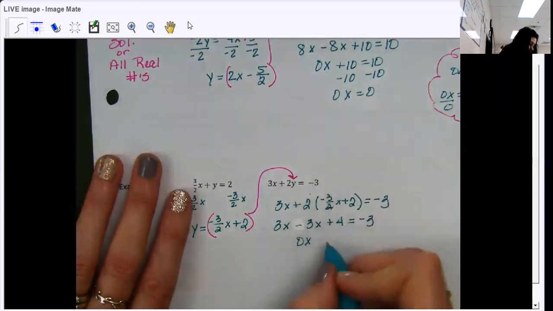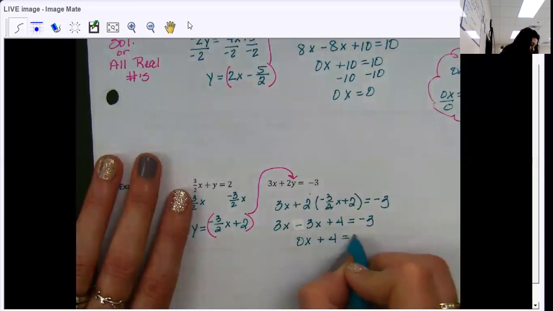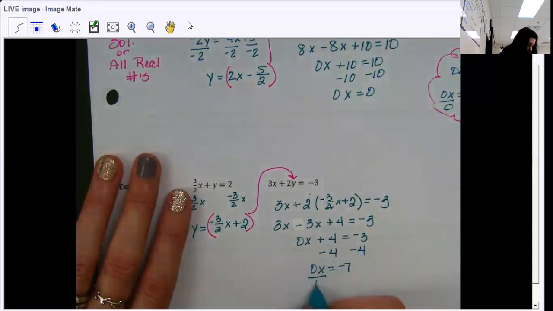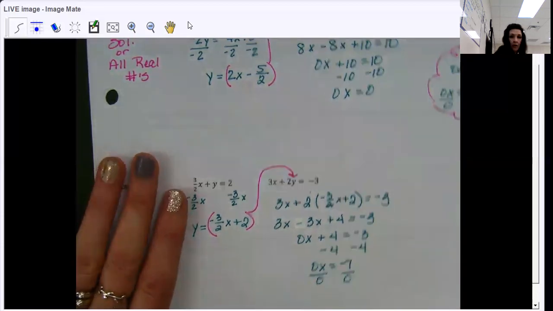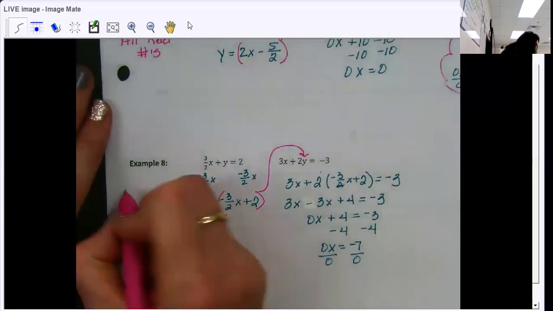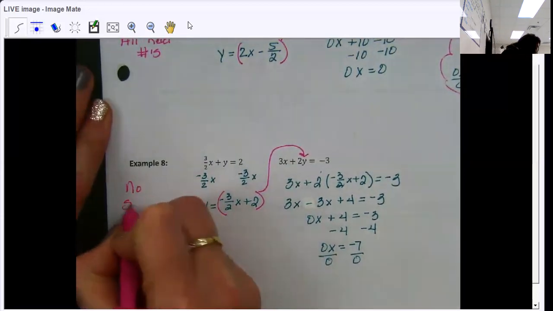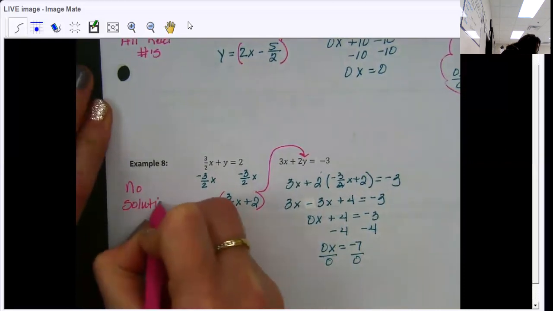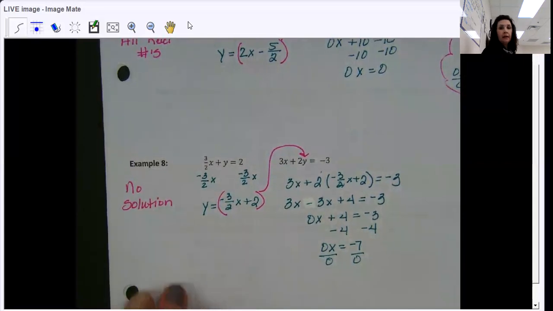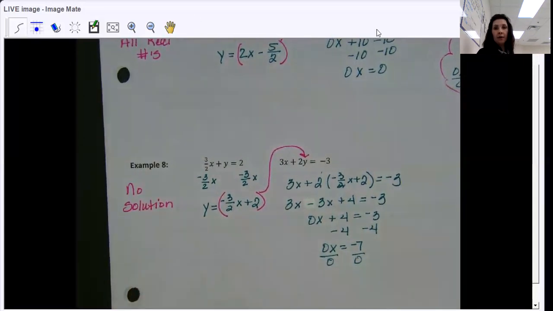It's looking like it did up there, but remember, keep solving. Uh-oh. Okay, you can't divide by 0 here. So the answer here is going to be no solution. Okay. All right, and that concludes lesson 5.2.